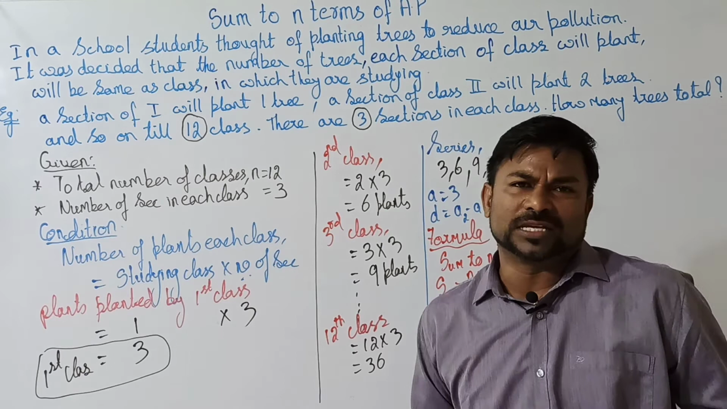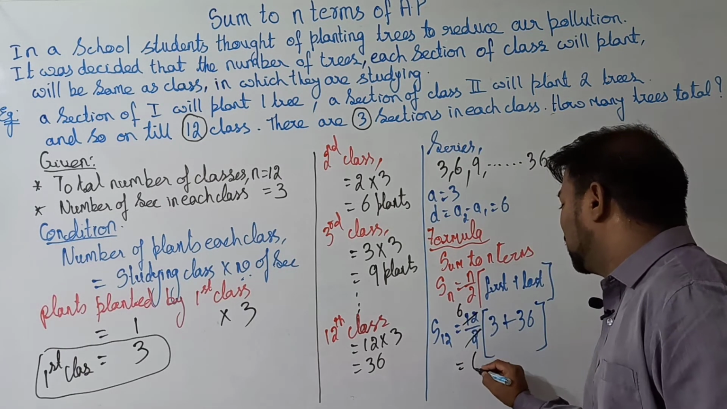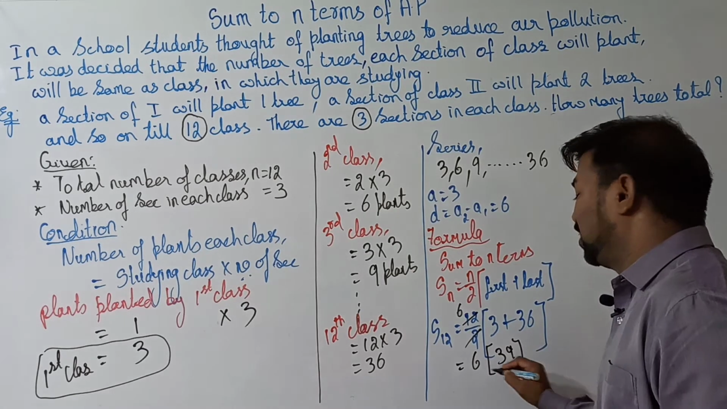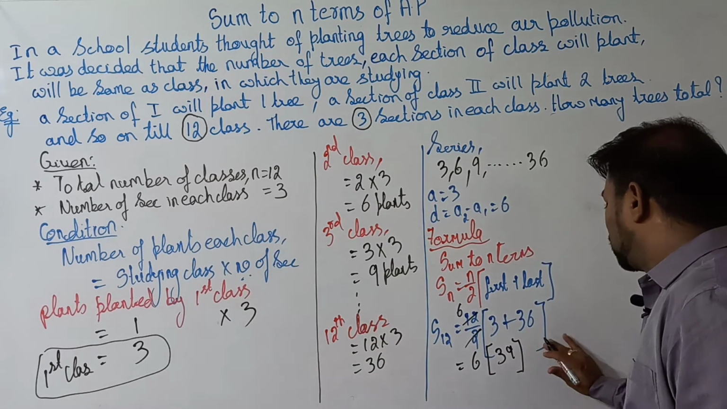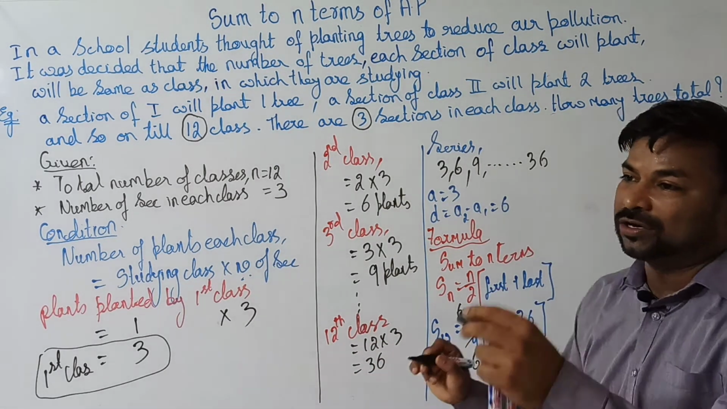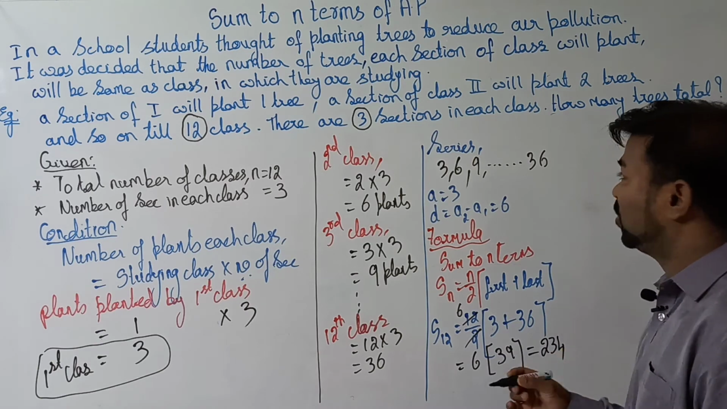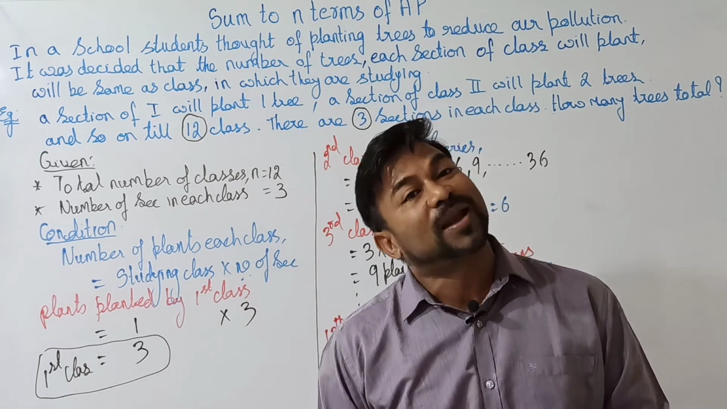Now let's simplify as we do obviously. 2 1s are 2, 2 6s, which is nothing but 6 into, if you calculate, 39. If the calculation goes on properly, it's nothing but 234. Okay, so what we got? It's nothing but the total number of plants we planted.